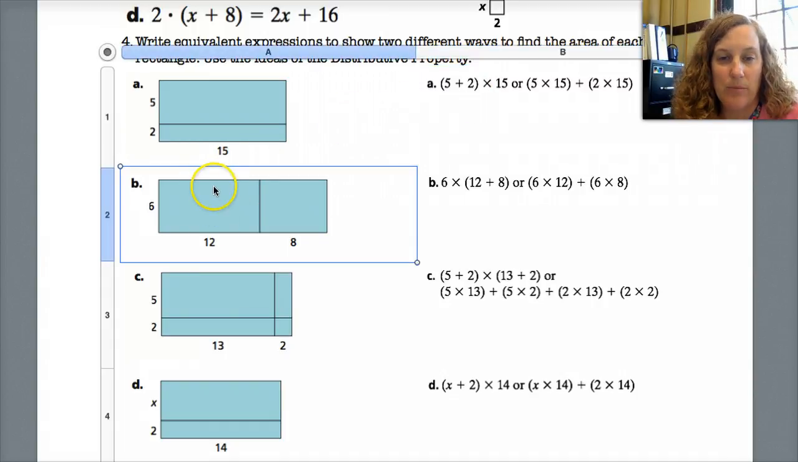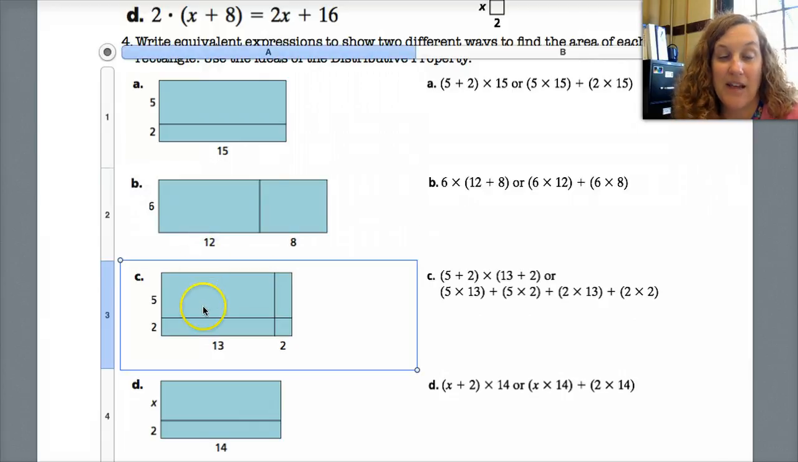B, the long way, would be doing it 6 times 12 plus 6 times 8. The shorter way would be 6 times 12 plus 8. C, now we have both sides are split into different parts, but that's okay. We can still do it.